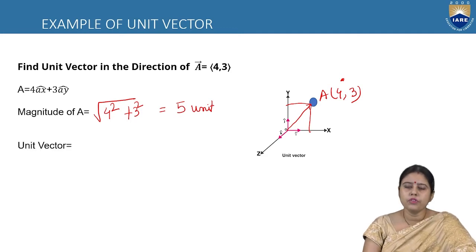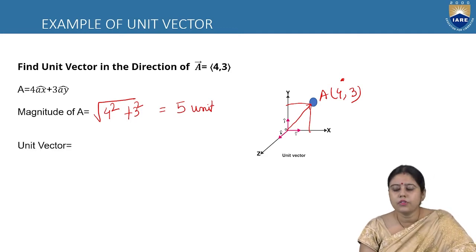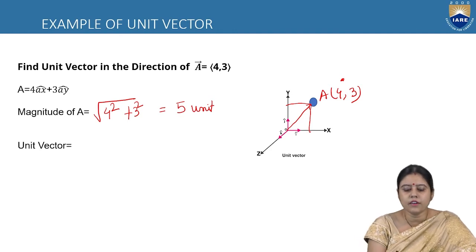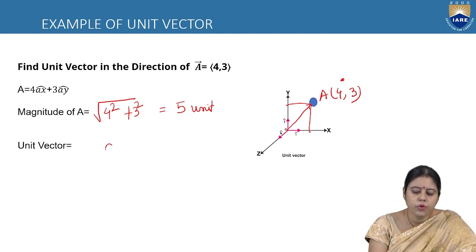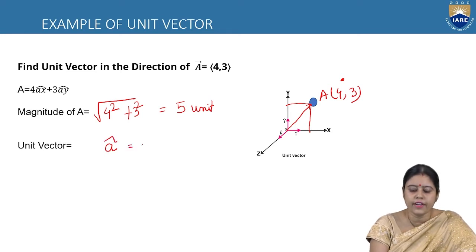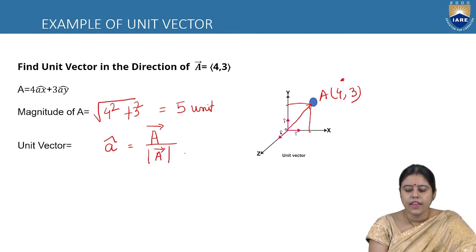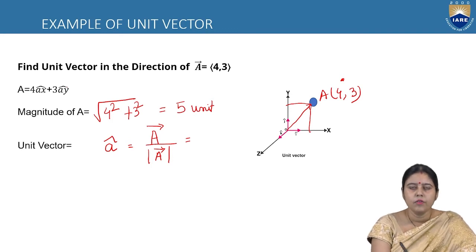If we know the magnitude, according to the definition of the unit vector, what is the unit vector? We write it in lower case with a cap on it, and according to the definition it is the A vector divided by its magnitude. So what is the A vector? We have already written it here. What is the value?